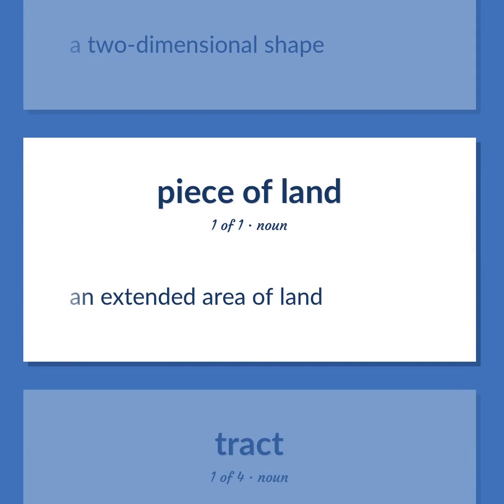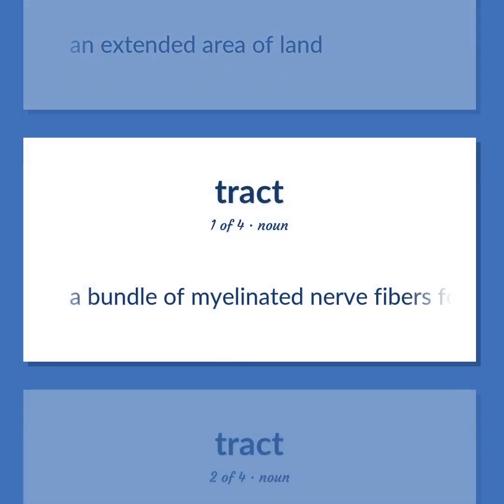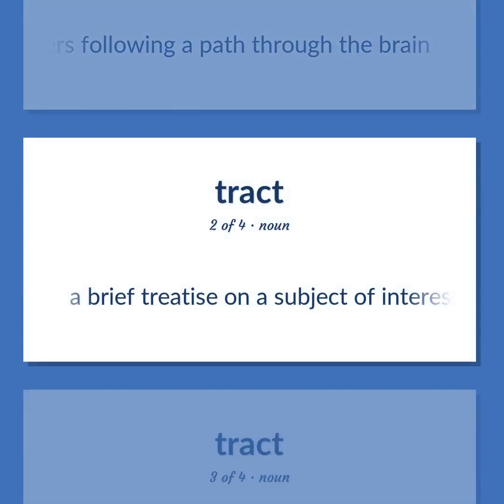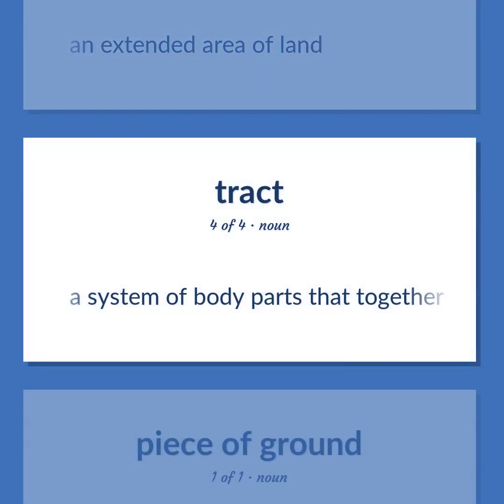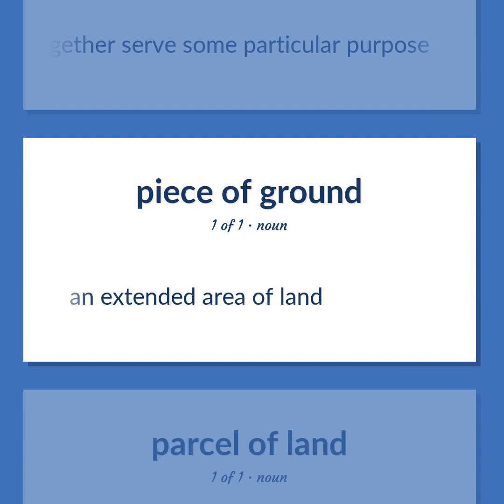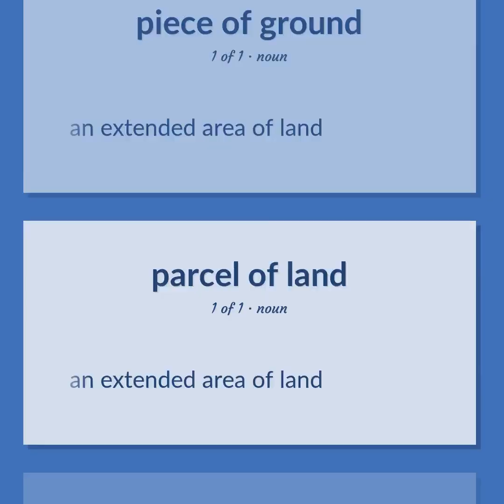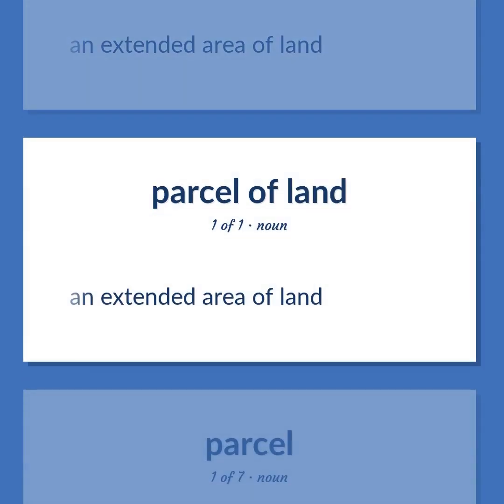An extended area of land. A bundle of myelinated nerve fibers following a path through the brain. A brief treatise on a subject of interest, published in the form of a booklet. An extended area of land. A system of body parts that together serve some particular purpose. An extended area of land.